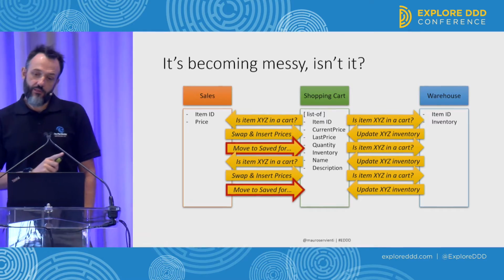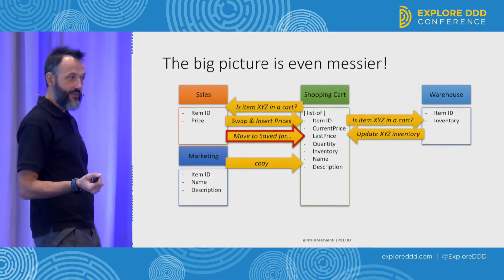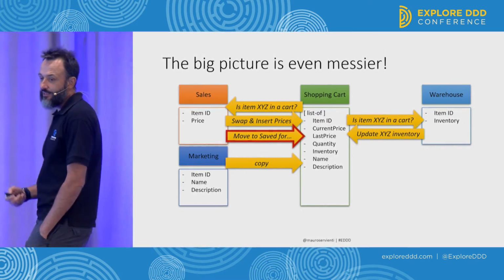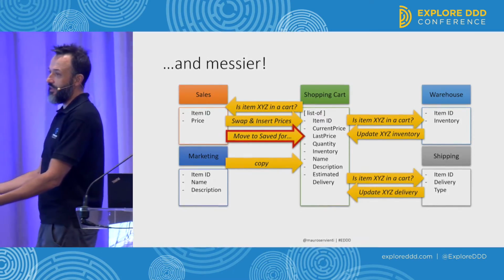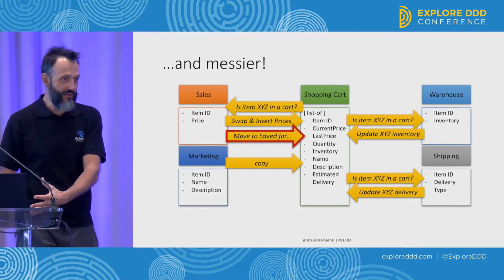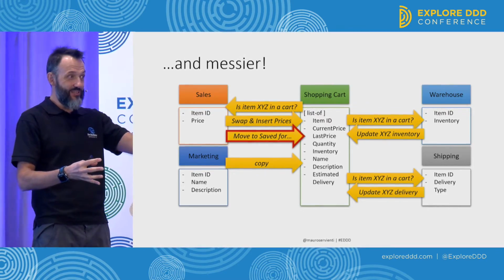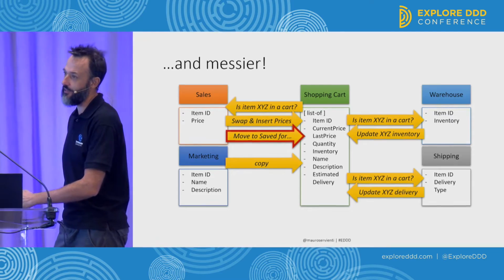The big picture at this point is even messier. So if we take into account marketing, we need to copy information from marketing to the shopping cart. And let's say that we have shipping as well. So shipping wants to display in the shopping cart estimated delivery times, but that information belongs to shipping. And now we have shipping that needs to query the shopping cart in order to say, is there something here? Yes, now please change the estimated delivery in the shopping cart.